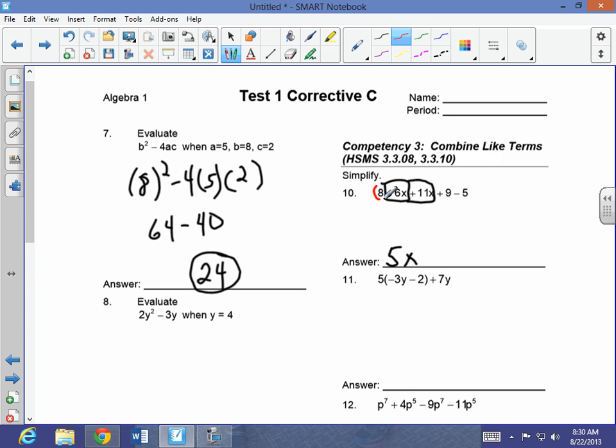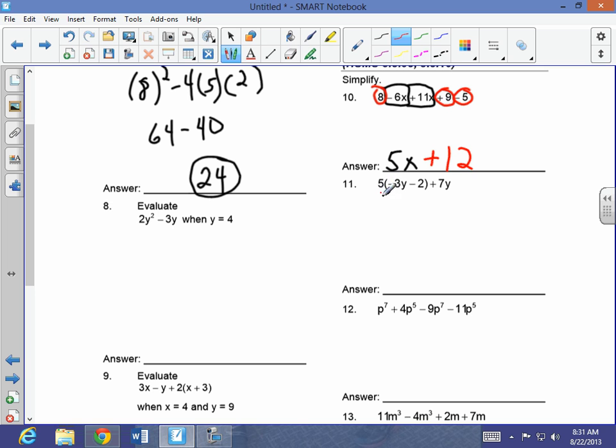Now, 8, positive 9, and negative 5 are also like terms. 9 minus 5 is 4. 4 plus 8 is positive 12. That's my answer right there. I'm done. That's my answer.